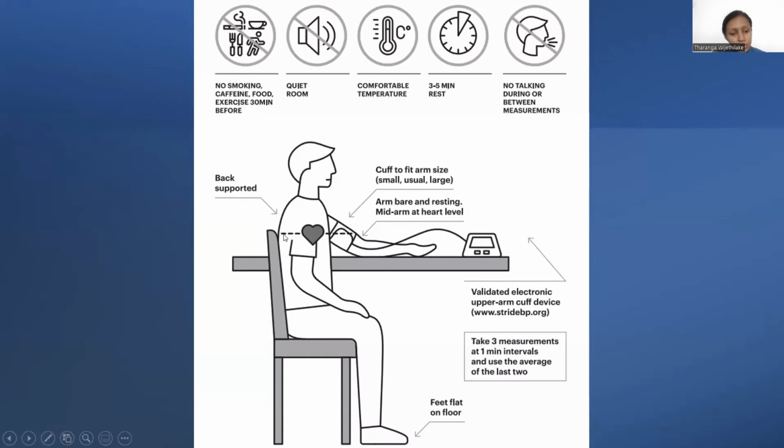Get the patient to sit down on a chair with back support. Get the arm to rest on a table. The BP cuff should be at the level of the heart. Feet should be flat on the floor, and you take 3 measurements at 1 minute intervals and use the average of at least 2.